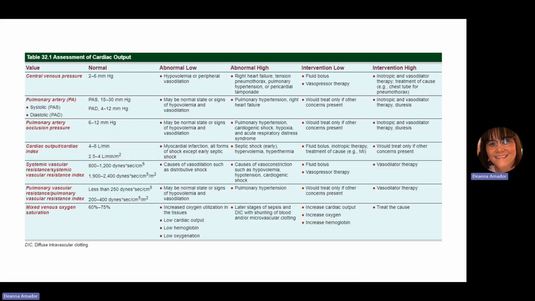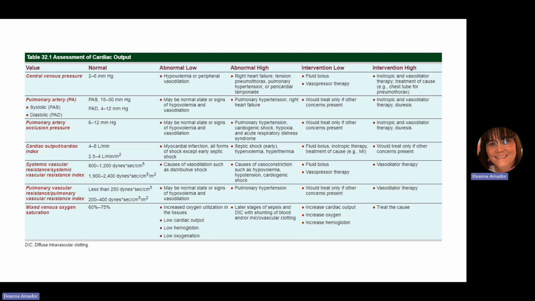This last slide here, oh my God, I can't believe we're done. The last slide here is just a table that talks about different values that we just went over. So this is straight out of your book. It talks about what the normal values are. On your exams, you'll be given normal values, and then what it means if they're low, what could be going on, what could be going on if it's high, and then what your intervention could be.